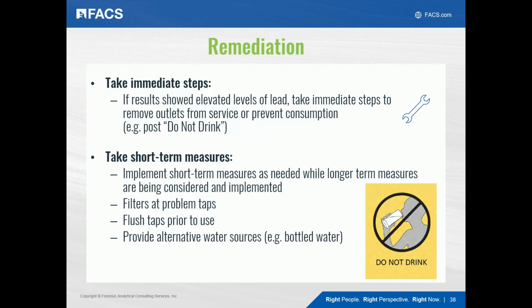If you have results that show elevated levels of lead, take those outlets out of service. You can use them for hand washing if they're being used for hand washing. Just don't drink out of them. Some short-term measures could be installing filters, flushing the taps before you use them, providing other water sources in the meantime, while longer-term measures are being considered.